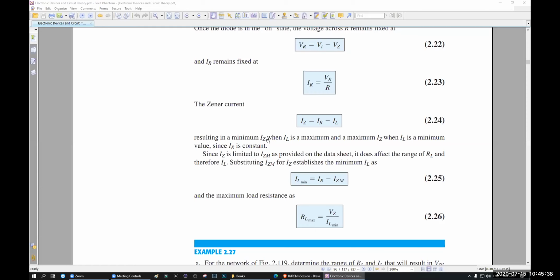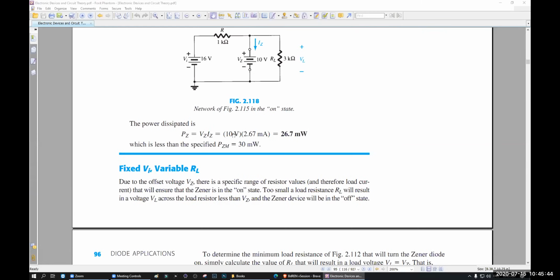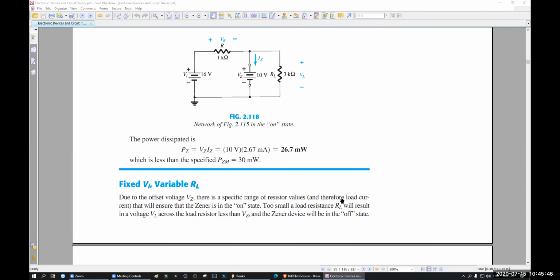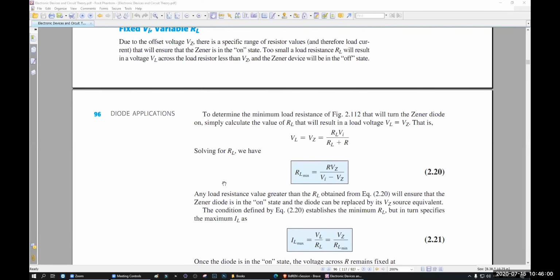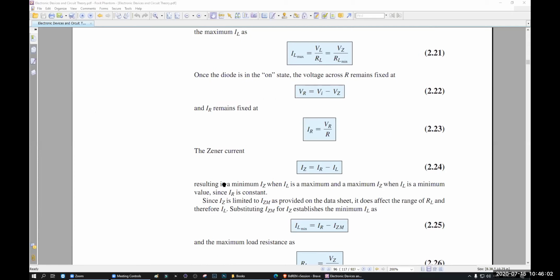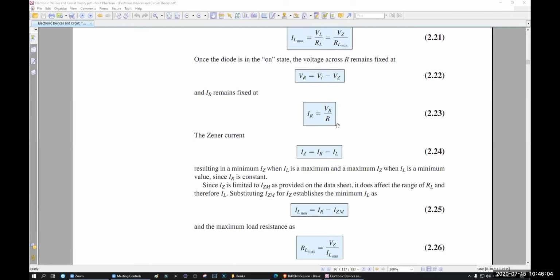Okay. What was the last thing we were learning? We have done this math, right? The power dissipated PZ. We have done this math, right? Yes, sir. Okay. Today we will be doing the fixed VI and variable RL math. This thing we have done already? No, no, not yet, right?